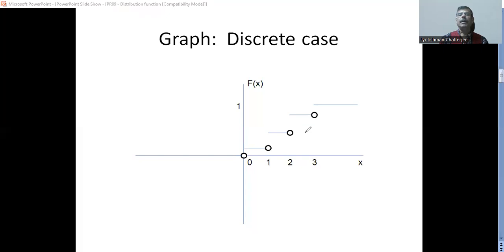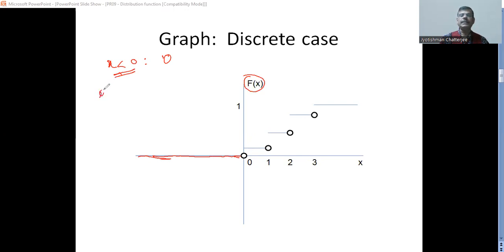This gives the distribution function graph of Fx as we calculated in the last example. Fx for x less than 0, the Fx value is 0. So the graph comes like this along the x-axis, but not including point 0, up to before 0. This is important to note, up to before 0.